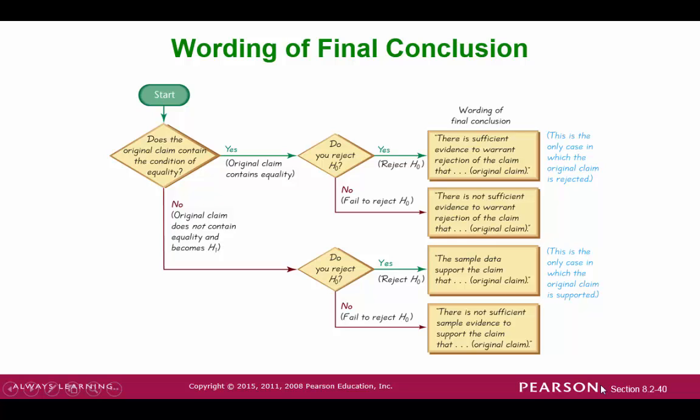There is a nice flowchart found in an older edition of your textbook, but you can certainly use this, where you get to use a set of words to fill up your conclusion. First, it asks if your original claim contains a condition of equality. And whether or not it does, we have a second question: if we rejected the null hypothesis. And then we have a set of 4 statements to choose from.